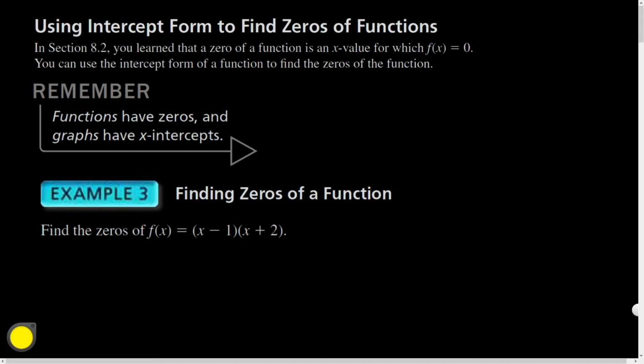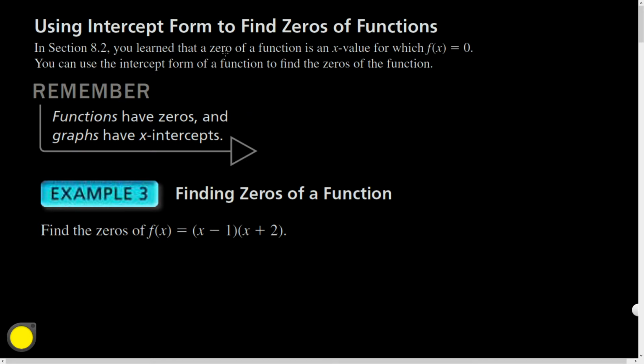Today we are continuing our look at intercept form for quadratics and extending some of those ideas. This is from section 8.5 in your Big Ideas Algebra 1 text, although perhaps you're doing this in Algebra 2. It happens with about equal frequency for both of those.